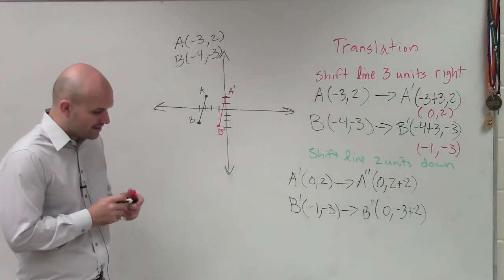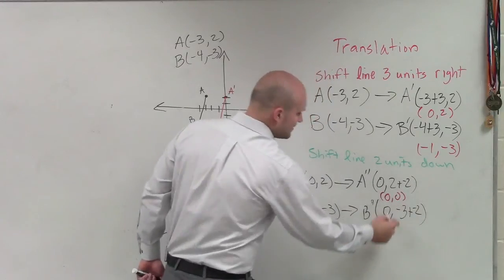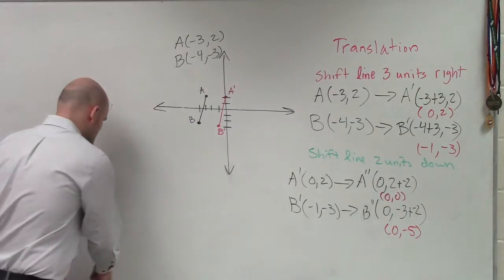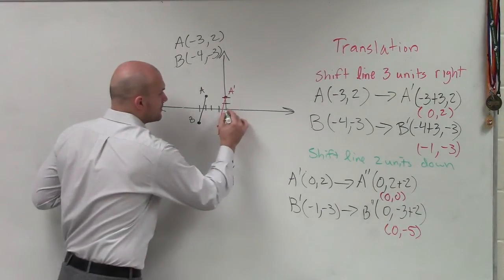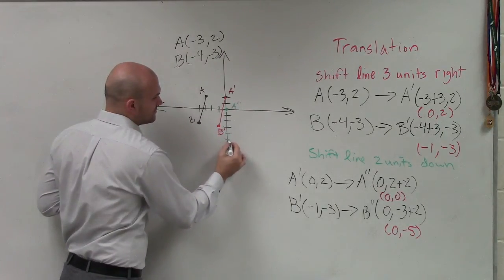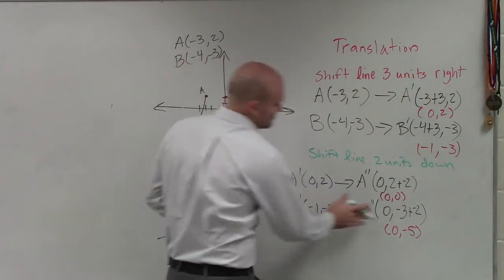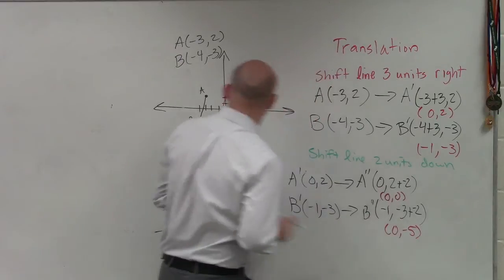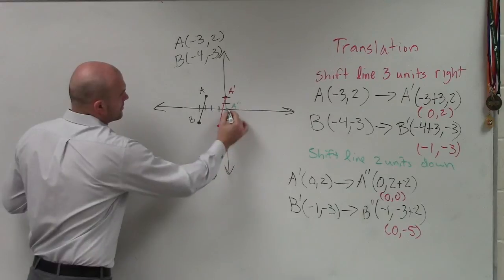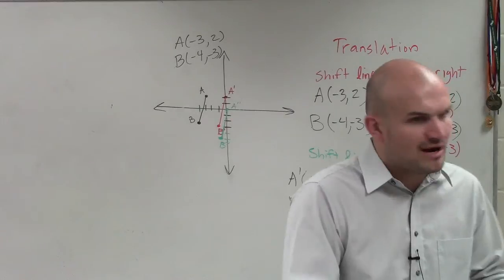So now when we get our answers, we could say that this is (0, 0), and this point is (0, -5). Let's see what these points would look like. I have (0, 0), which is A'', and B is at (0, -5). Or sorry, that's not negative 5, negative 1. Negative 1, down negative 5. Okay, does everybody see how B'' has shifted my graph down 2?